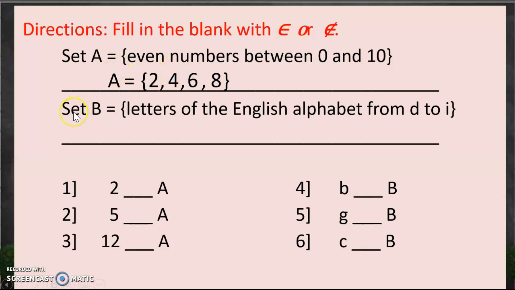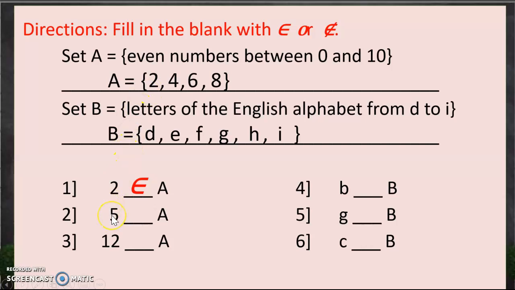Now set B, using roster: capital letter B, then equal sign, then open brace. Letters of the English alphabet from D. The word is from, so we will start with D, then E, F, G, H. Then we will end with I. So from D to I, I is included. So for number 1, 2: is it an element or not an element of set A? Look at set A. There is 2, so it is an element of set A.